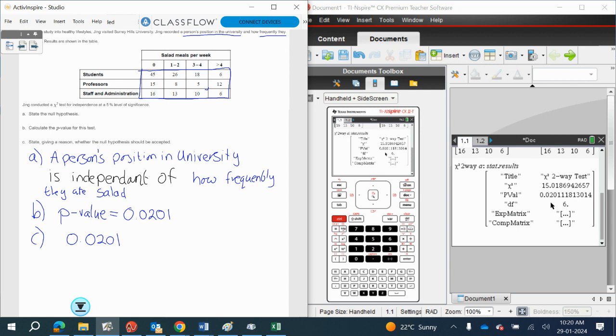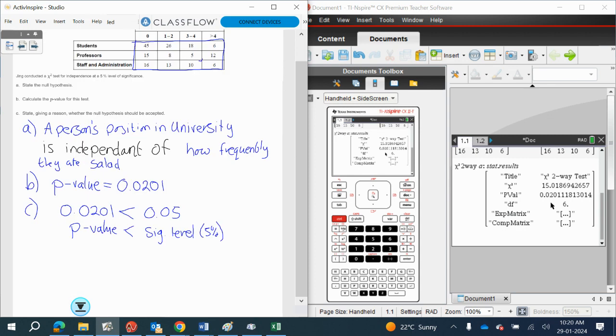0.0201, the p-value, is less than the significance level. What is the significance level? 0.05. This number is less than that one. It implies that the p-value is less than the significance level. So there is no sufficient evidence to reject the null hypothesis.